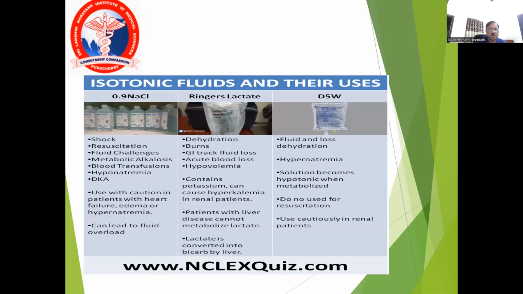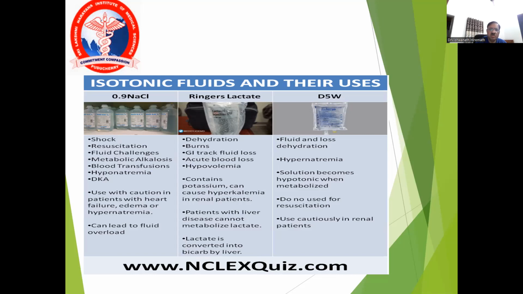Uses of isotonic solutions: normal saline is used in resuscitation, shock, fluid challenge, metabolic alkalosis; it is compatible with blood and blood products; used to treat hyponatremia and diabetic ketoacidosis. Should be used with caution in patients with heart failure, pulmonary edema, and hypernatremia. Can lead to fluid overload.